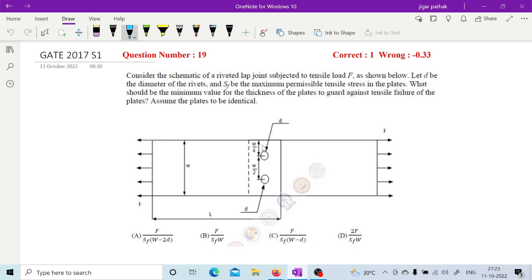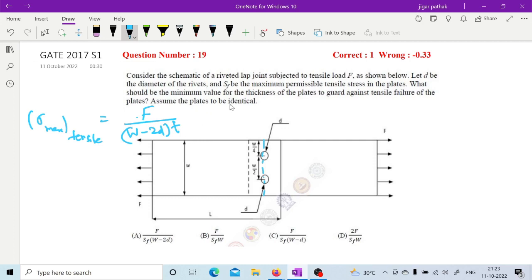Okay, correct. Why? Because here sigma maximum tensile can be equal to the force upon minimum area. The force upon minimum area will be along this particular line, as we have seen in that problem: W minus 2D into thickness. So F upon (W minus 2D) into thickness will be the maximum tensile stress, because here the area is minimum in this plate.